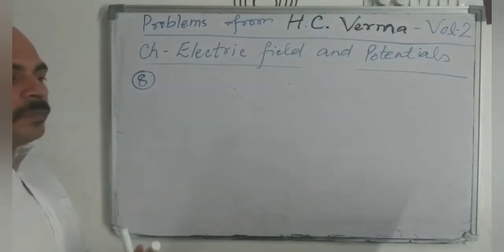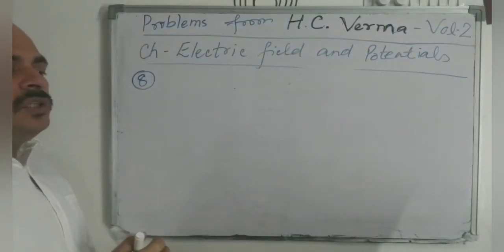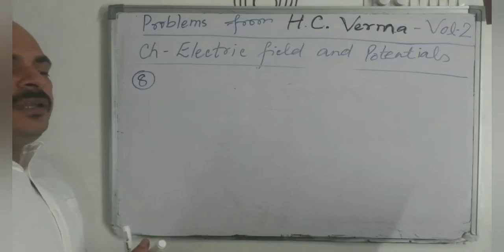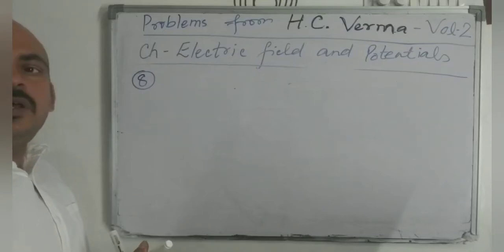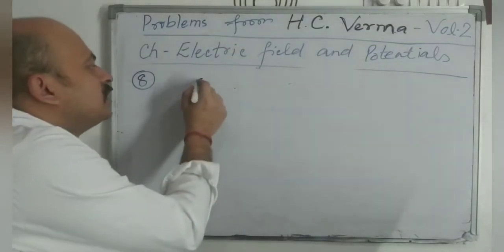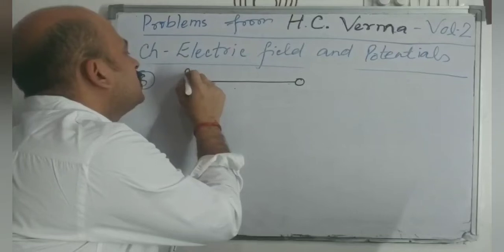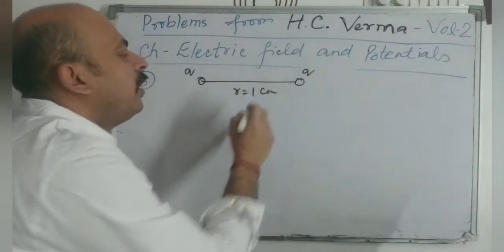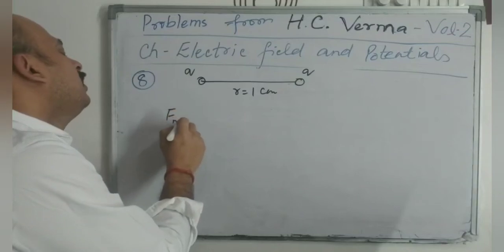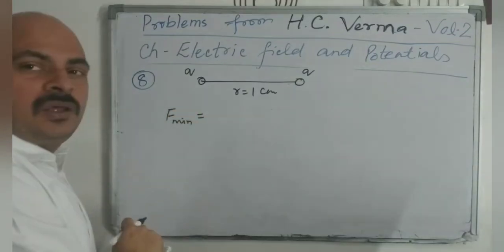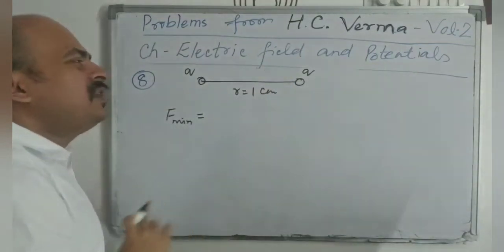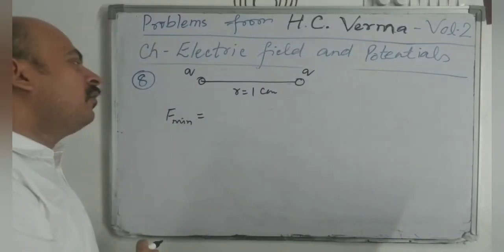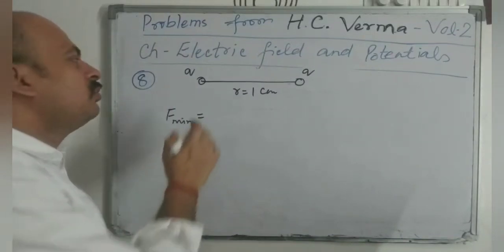We have two charged particles placed 1 centimeter apart. What is the minimum possible magnitude of electric force acting between the two charges? You have two charges placed 1 centimeter apart, and we have to calculate the minimum force between them. Magnitude of charges is not given. Now for minimum force, charges should be minimum.